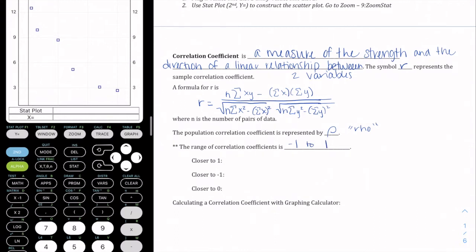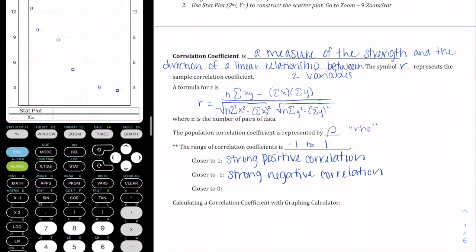So the closer to +1 means we have a strong positive correlation. Closer to -1 is a strong negative correlation. And the closer to 0 represents no linear correlation.